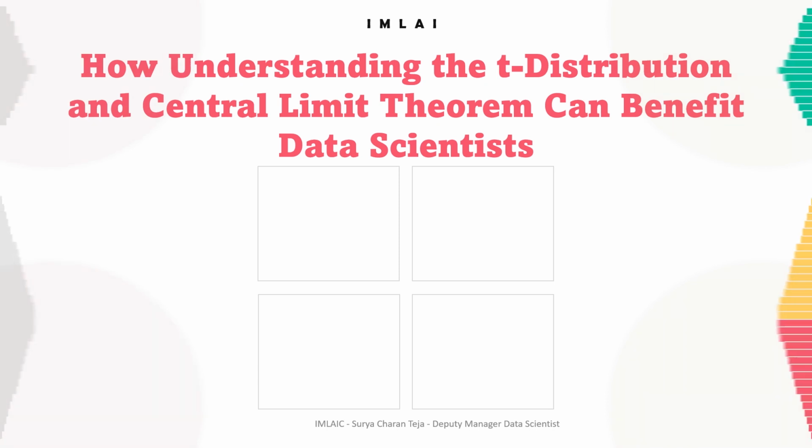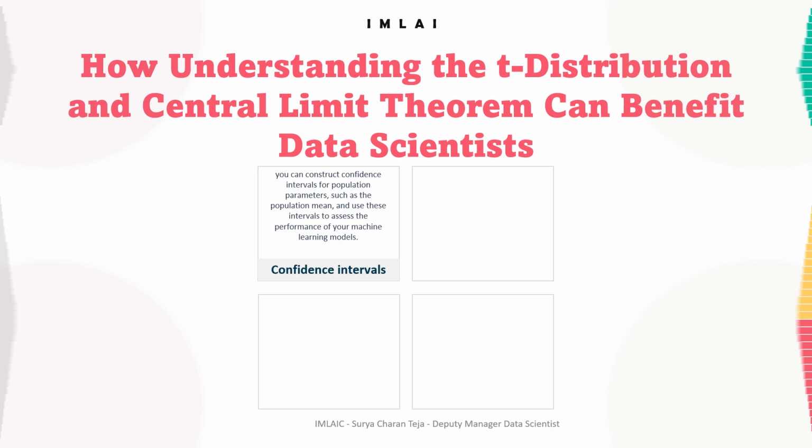Understanding the t distribution and central limit theorem can help you work with your machine learning models in several ways. Out of them, the first one is obviously getting the confidence interval. Confidence intervals are used to estimate the range of values within which the true population parameter is expected to lie with a certain level of confidence. By understanding the t distribution and the central limit theorem, you can construct confidence intervals for population parameters such as the population mean and use these intervals to assess the performance of your machine learning models.